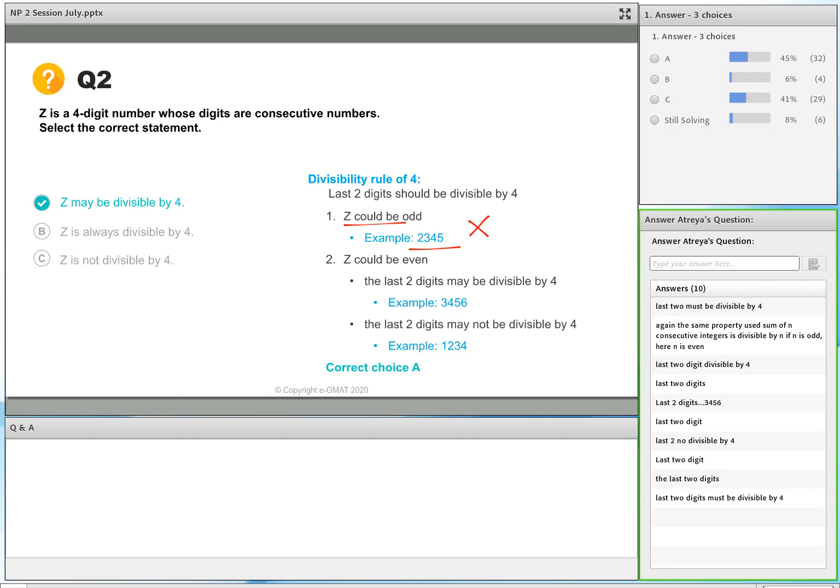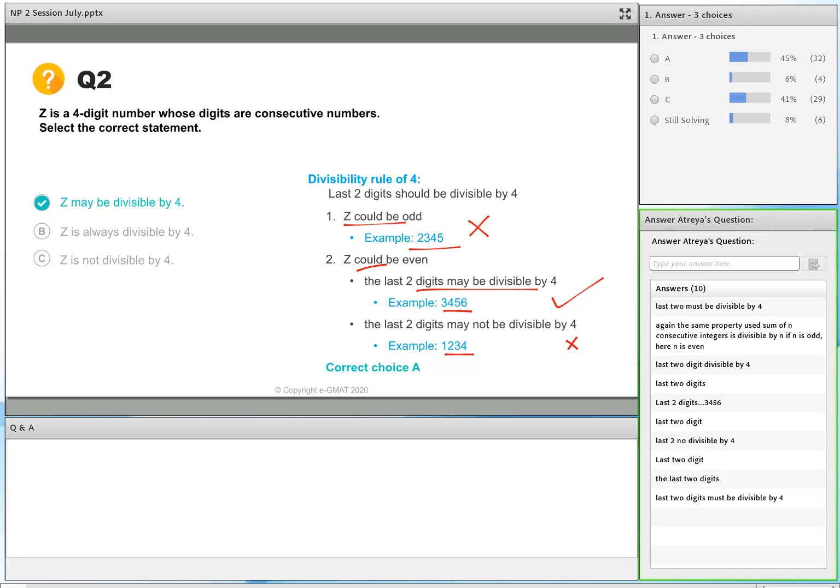So from this I can say that z is not divisible by 4 if z is odd. If z is even, then there can be two possible cases. The last two digits may be divisible by 4, for example, the number 3456. The last two digits may not be divisible by 4, for example, 1, 2, 3, 4. So we can see some cases where it's divisible, some cases where it's not divisible.